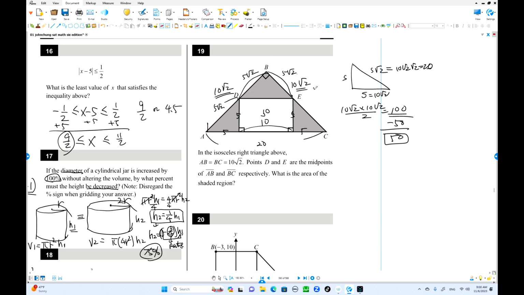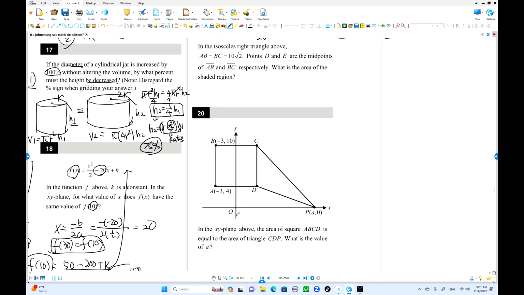Or you can separate each one. 5 root 2 and 5 root 2, they are perpendicular, right? So 5 root 2 times 5 root 2 divided by 2. 5 root 2 times 5 root 2 is 50, divided by 2 is 25. What is this one? 25 over 2, right? 5 times 5 divided by 2. This is also 25 over 2. Total of these two is 25. 25 plus 25 is still 50. You can go that way too, okay?